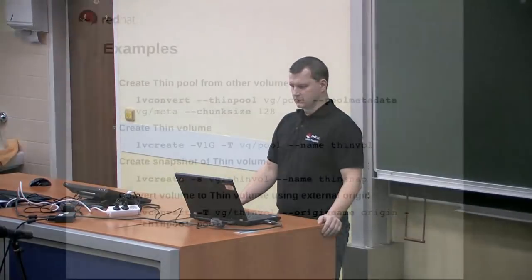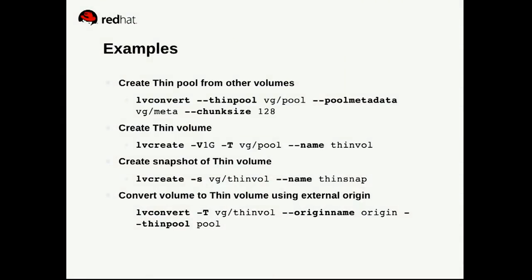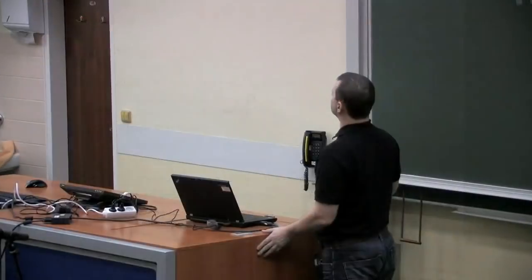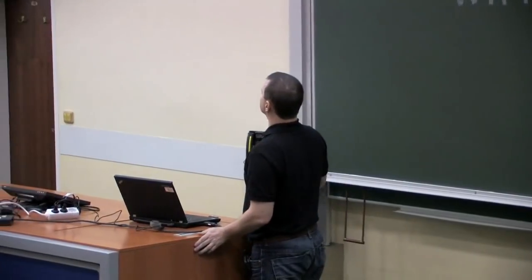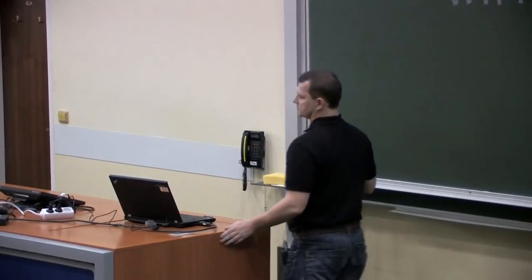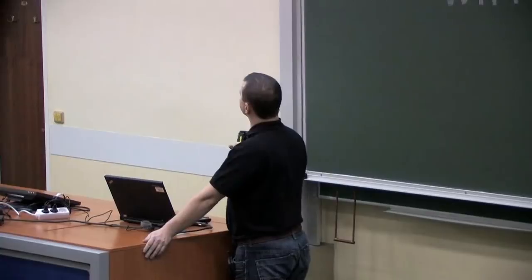and now the tricky part with the external origin. As has been shown, lvconvert can create a thin pool. Essentially, with the same command, you can also convert any other volume to an external origin and use it as a thin volume with the external origin. So what the options here mean.